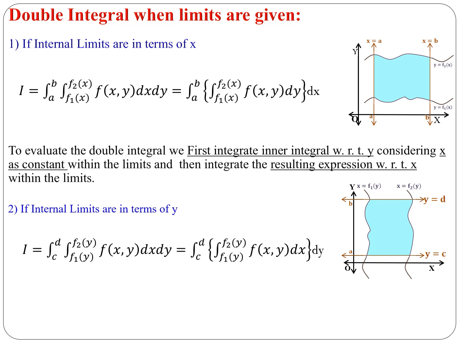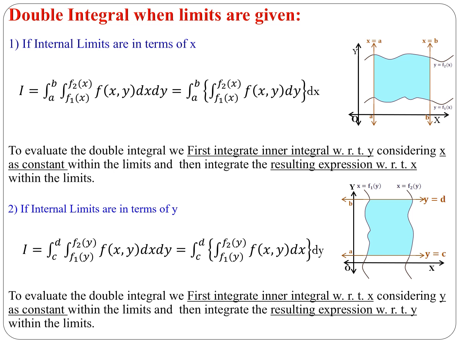So this bounded region is denoted by this integration. You are doing your integration of the function f(x,y) within this shaded area. To evaluate this integral, first we will integrate with respect to x by keeping y as constant and put the limit of x as f1(y) to f2(y). Then whatever result we get, we will integrate that with respect to y and put the limit of y from c to d.